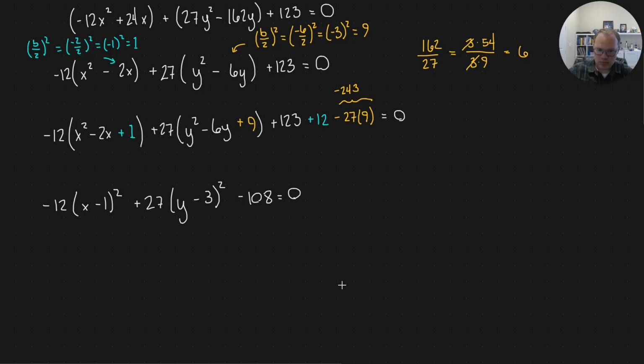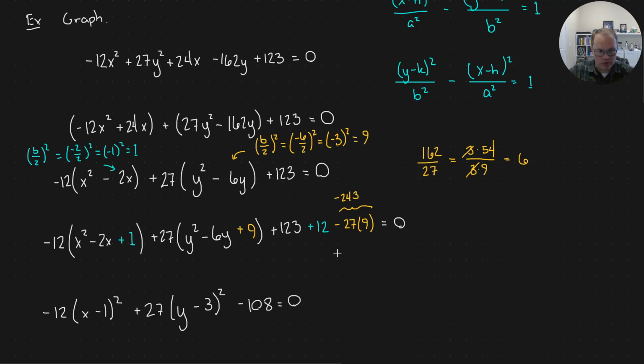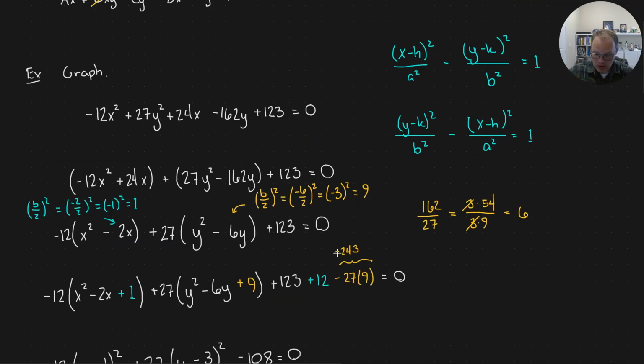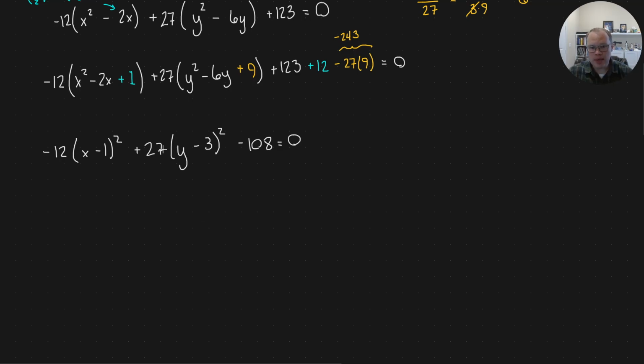All right. We've done a lot of the work. The biggest part is always completing the square, and we've completed the square. But now we need a 1 on the right-hand side. So I'm going to take this negative 108 and move it over to the other side of the equation.